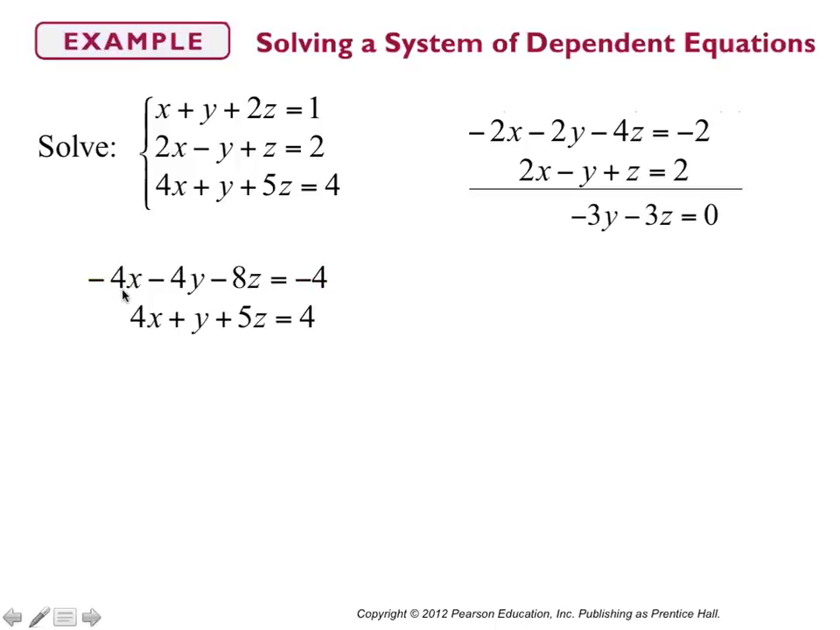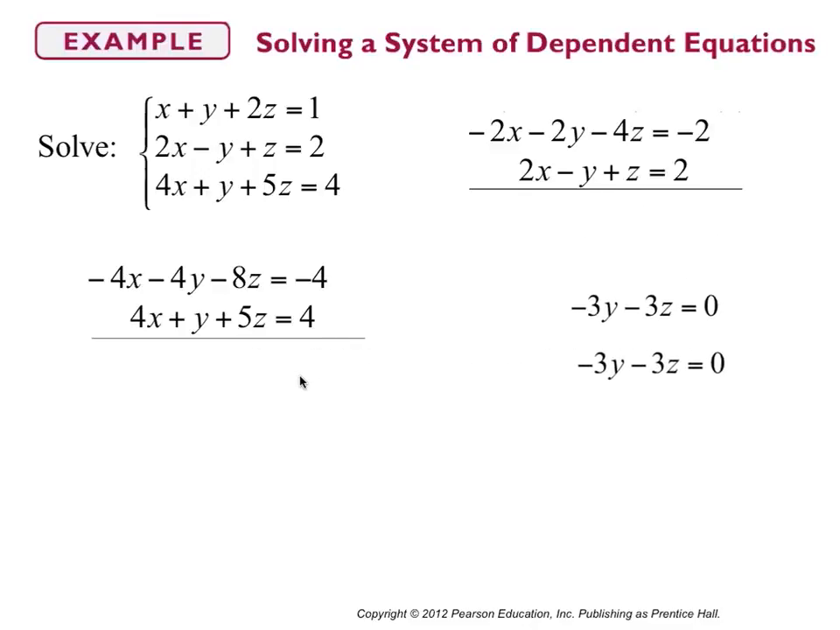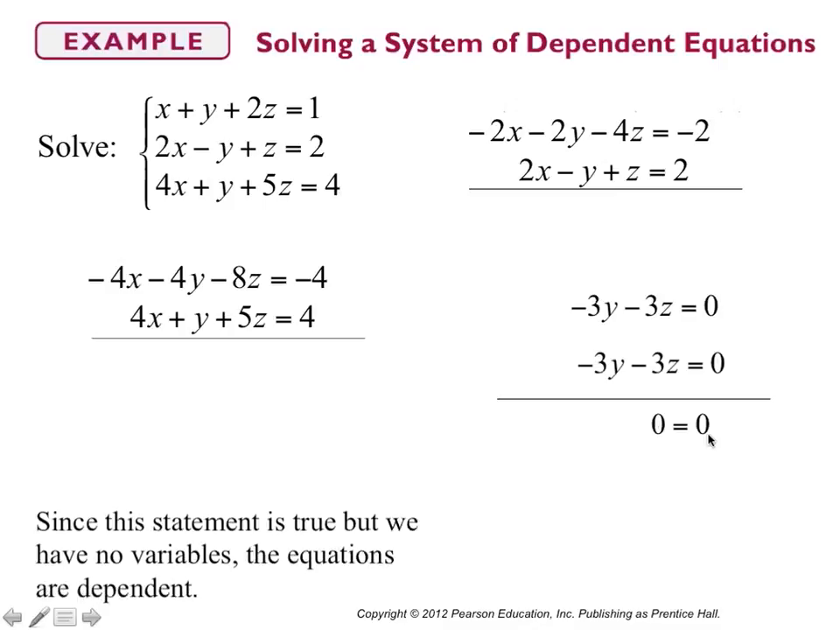So hopefully as your simplified version here, you got negative 4x minus 4y minus 8z equals negative 4 when you went ahead and multiplied everything by negative 4. Then if you add the 2 together, you should get negative 3y minus 3z equals 0, which if you look at these 2 equations, if we put them side by side, hopefully you'll see are exactly the same equation. So if we subtract one from the other, you're just going to get 0 equals 0, okay?